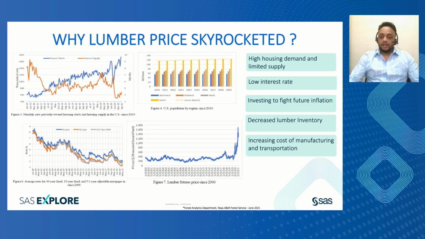Similarly, the cost of manufacturing and transportation also increased at that point of time, and since most of the mills were in shutdown conditions, we also had decreased lumber inventory. All these factors basically led to a high lumber price market at that point of time, and the lumber prices skyrocketed.